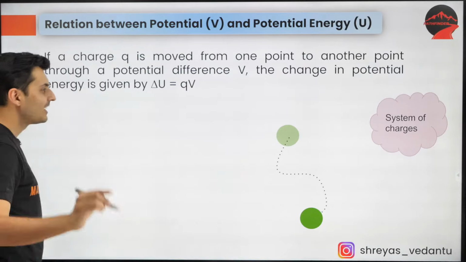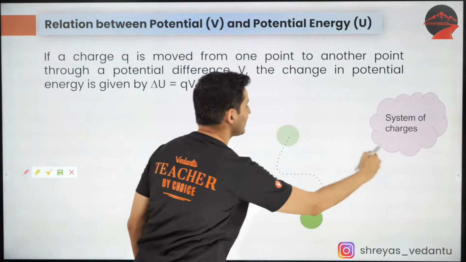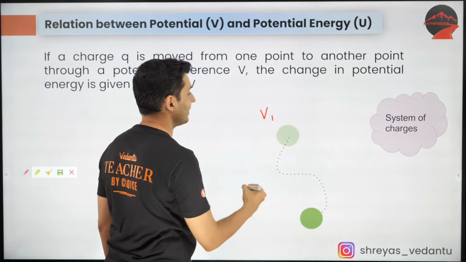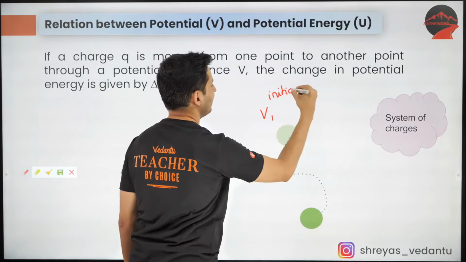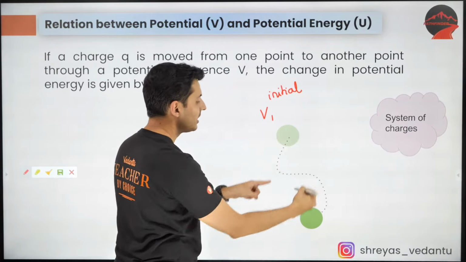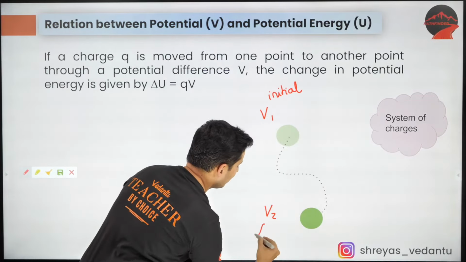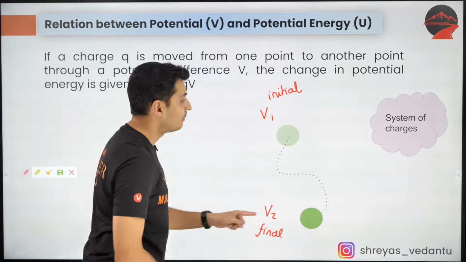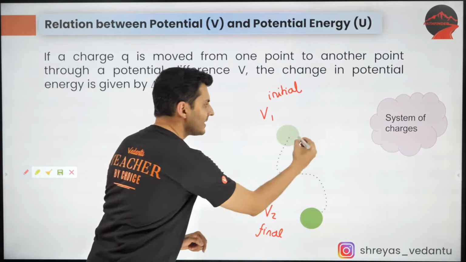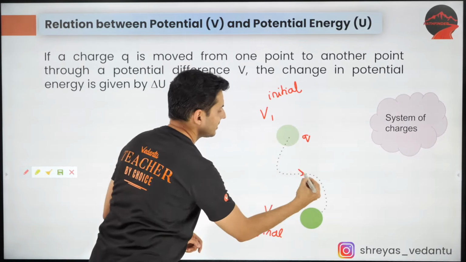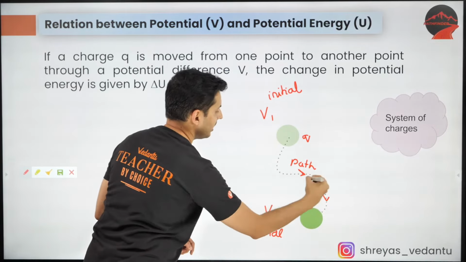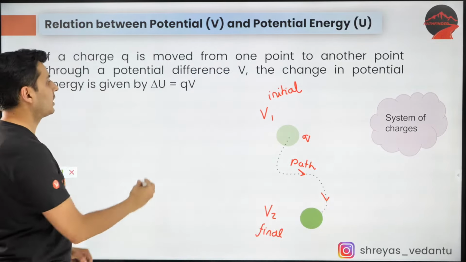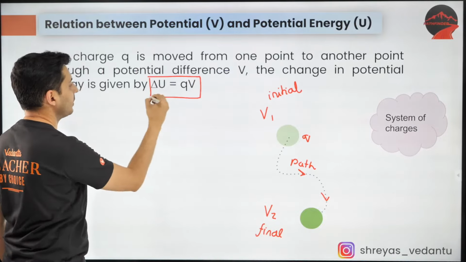So guys, imagine due to these charges, the potential is V1. This is, let's say, the initial potential due to these charges. And V2 is nothing but the final potential because of these charges. This is a charge which has been moved along this path. You move this charge along this path. The change in the potential energy is given by this formula.